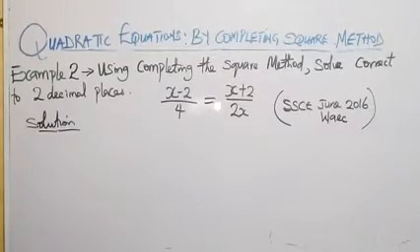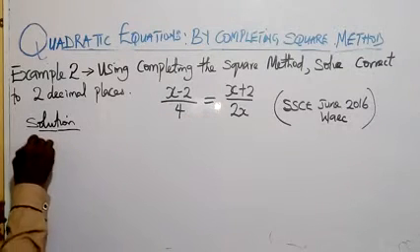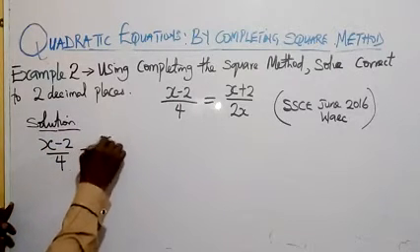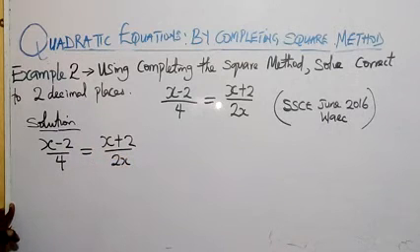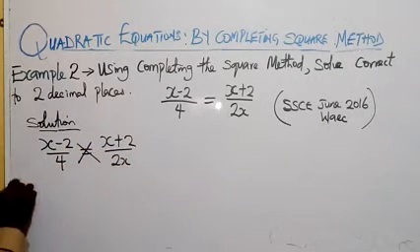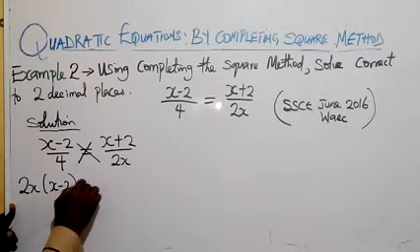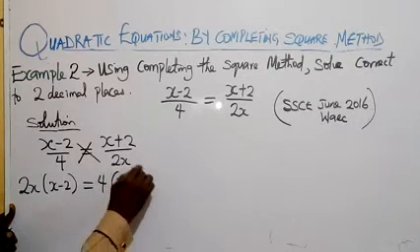Alright, let's look at this example 2. Using the completing the square method, solve, correct to 2 decimal places, this equation. Now, all you need to do here, you have (x + 2) divided by 2x. The first thing you need to do is cross multiply, where you have 2x(x - 2) = 4(x + 2).